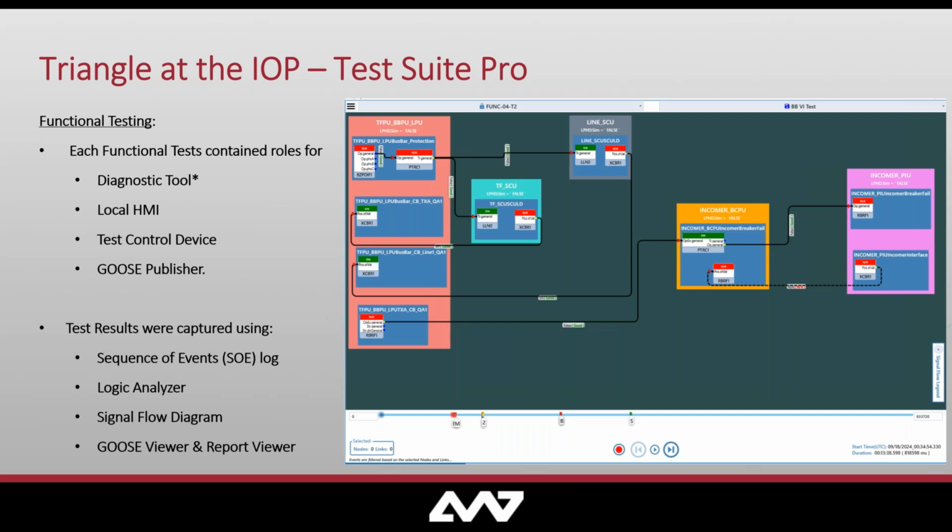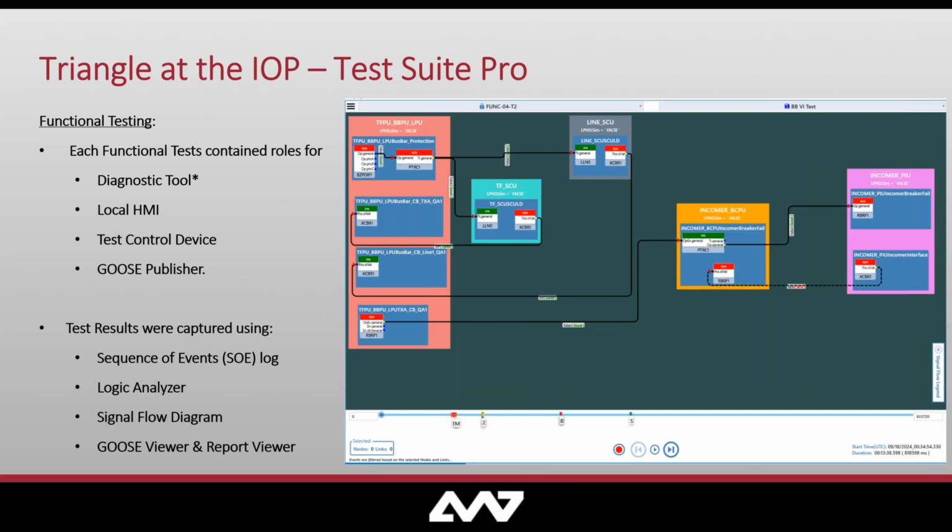So as I mentioned, test results were captured and visualized using a variety of displays. Each one really has its own strength. The sequence of events log, I'll show you in just a moment. This was useful for recording both initial states and then state transitions for any data attribute that needed to be tracked for a given test. These test results could be reported or exported to a CSV. You could also just use a screenshot, and it often served as the official record for tests in which Test Suite Pro was the primary diagnostic tool, and in some cases, even where it wasn't.